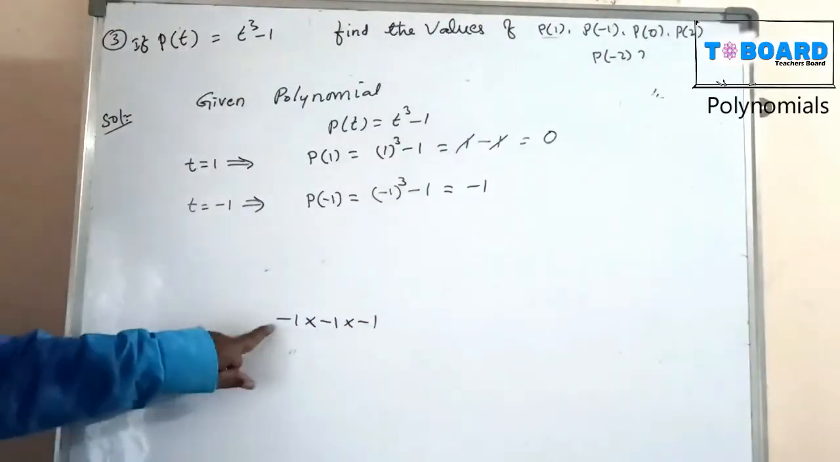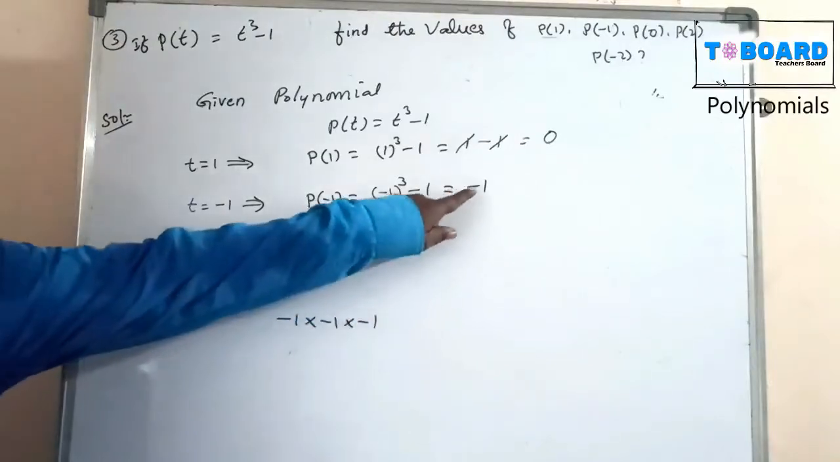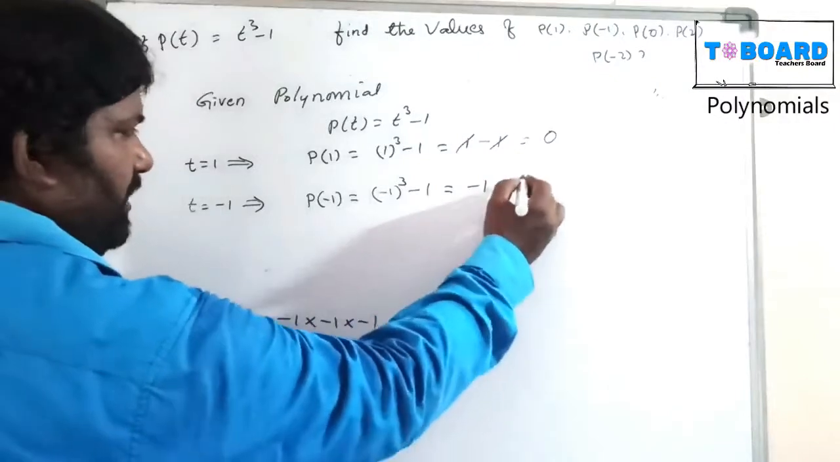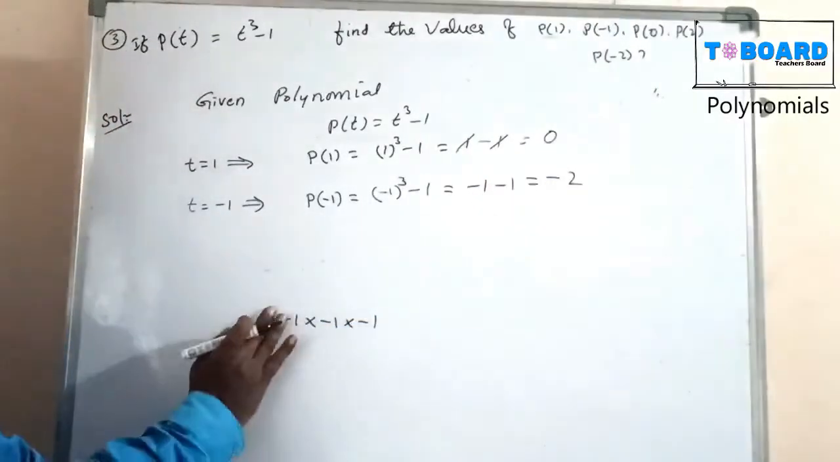Minus into minus is plus, plus into minus is minus. 1 into 1 into 1 means 1. Minus 1, minus 1 minus 1 is minus 2.